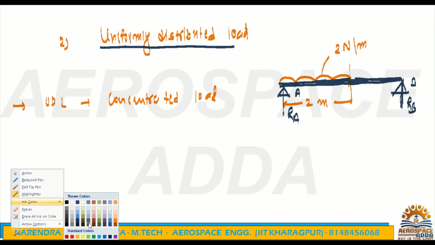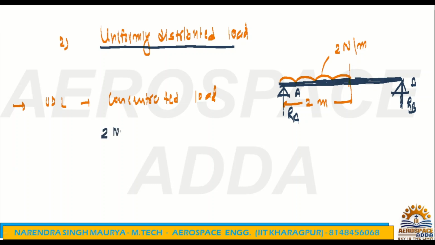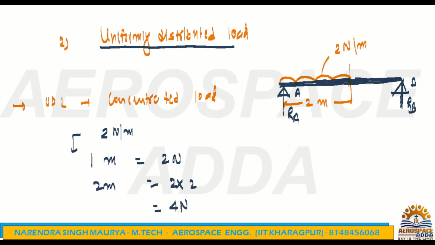See the method. It is 2 Newton per meter. It means, if you see the concept of it, in 1 meter a 2 Newton load will be acting. That's the meaning of it. Yes or no? So how many meters is it spread? It is spread over a 2 meter distance. Hence it is 2 into 2, that means 4. 4 Newton will be the concentrated load for this UDL. That is point 1 you have achieved.